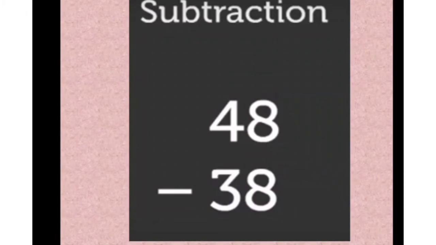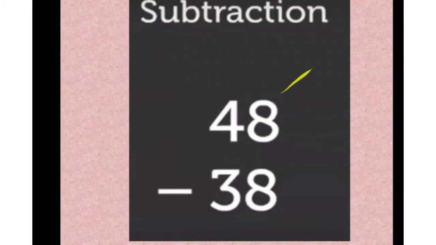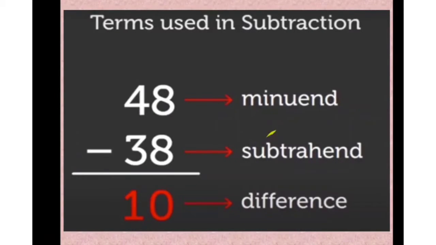Now we have one example of subtraction without regrouping. We have two numbers, 48 and 38, and this is the minus sign, so you can identify that this is a subtraction problem. Before doing anything, we have to learn the terms we use in subtraction. This is a very important thing. This is the minuend, this is the subtrahend, and this is the difference. What is the meaning of the minuend, the subtrahend, and the difference? So listen very carefully.